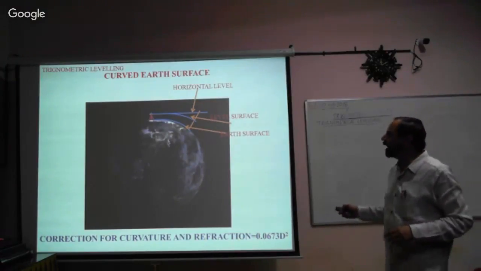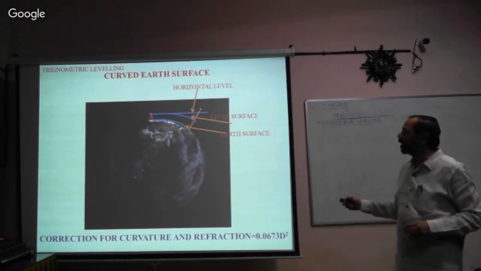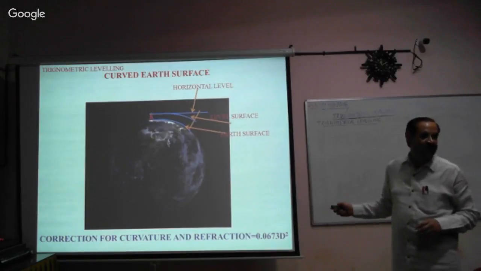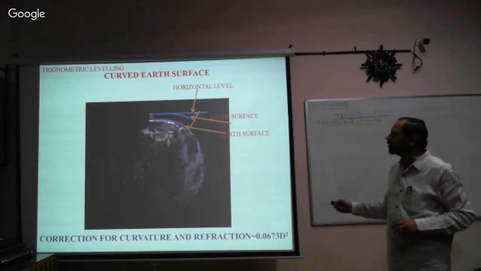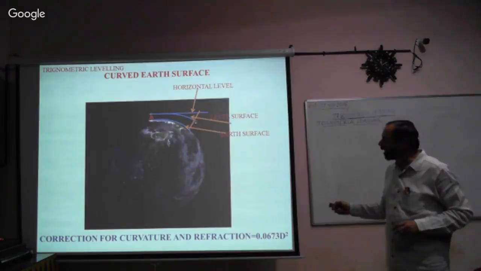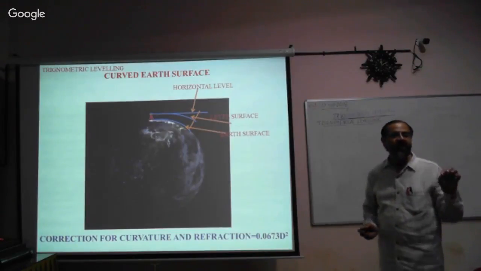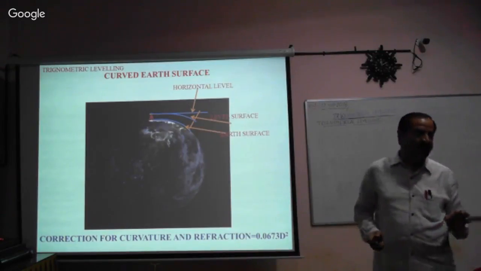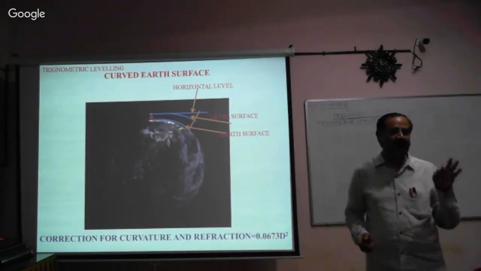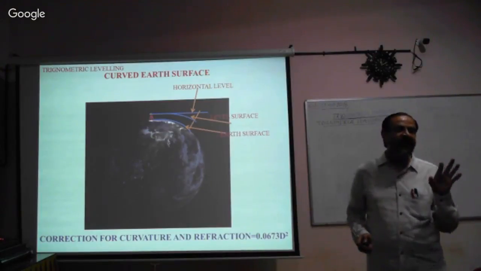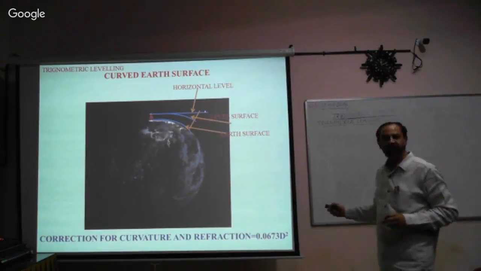Now, therefore, this is the error involved in our survey work, isn't it? This error is called the curvature and refraction effect. We will say curvature and refraction effect. This is the curvature effect, isn't it?